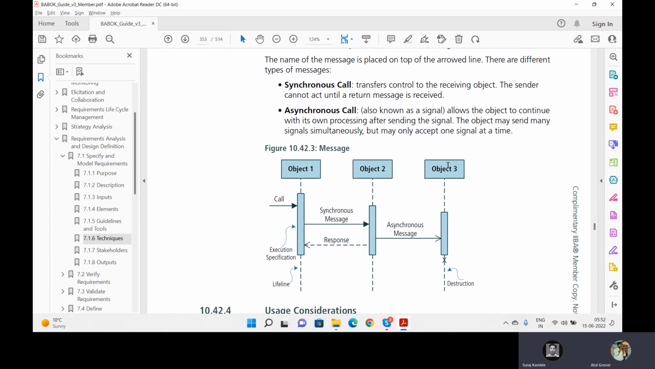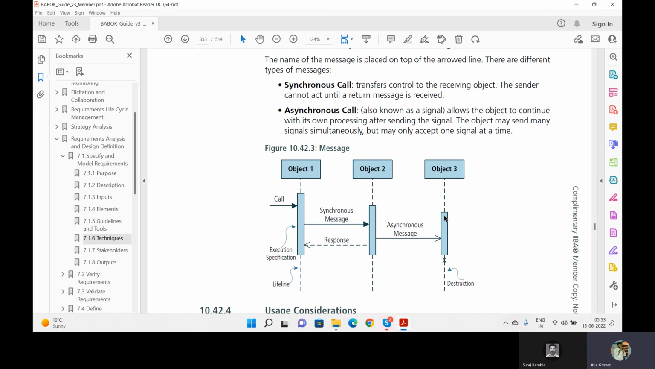1, 2, 3, a call goes, with the call it synchronizes the message, further it goes asynchronously, and from here the response comes back. Simple, nothing much. If you're using the flow chart, I'm more than happy. But it depends, if you want to use the sequence diagram, you can do that, because in it you cannot put much detail. In a flow chart you can put the activity, a step-by-step process.